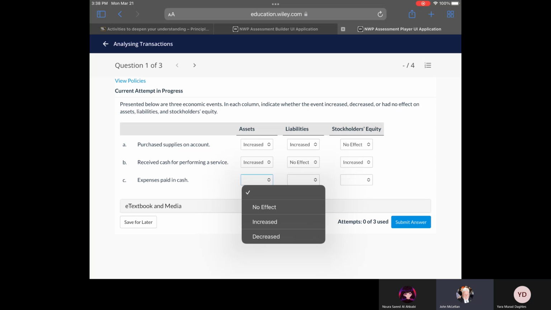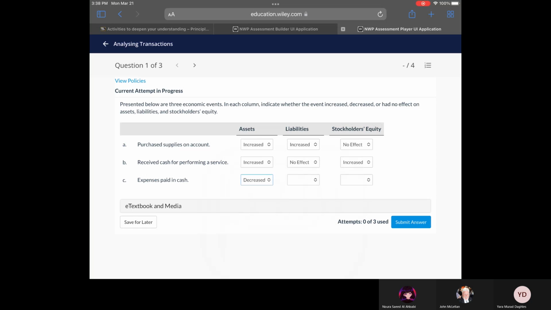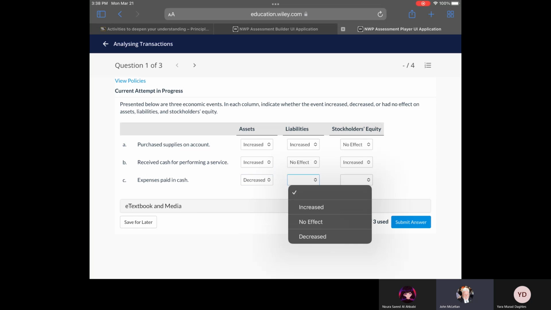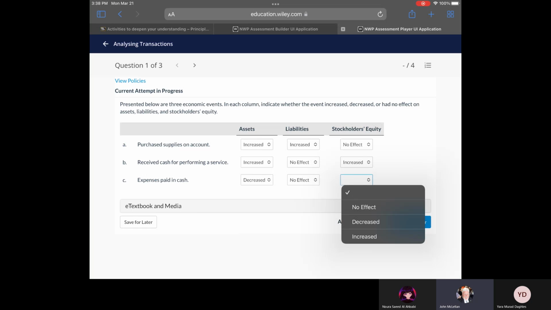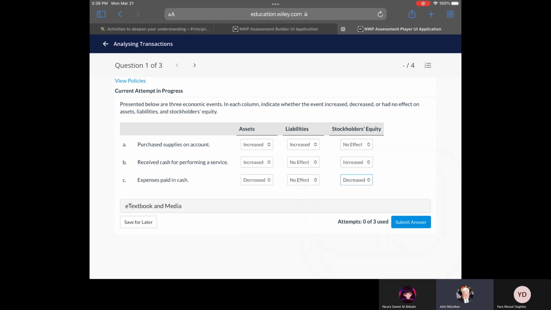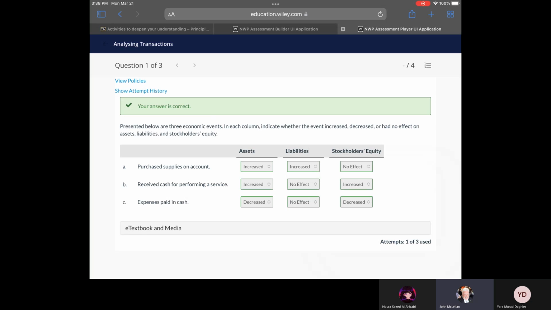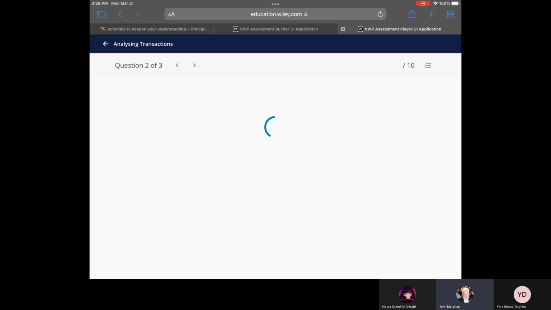All right? Expenses paid in cash. So what happened to the assets? Up or down? Right. Did I pay off any liabilities? No, I didn't pay off any liabilities. Now, did my shareholders' equity go up or down? Down, right. Very good. Good. All right, number 2.